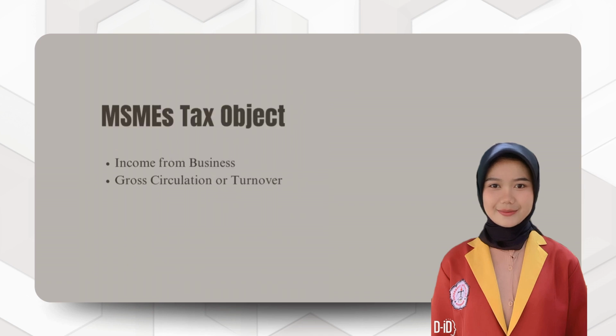MSMEs tax object. MSMEs tax objects are income or transactions that are subject to tax according to the provisions. There are two main objects. 1. Income from business. Includes all income obtained by MSMEs from their business activities, such as selling goods, providing services, or other production results. This income is used as the basis for taxation. 2. Gross circulation or turnover. Turnover is the total income from sales of goods or services in a certain period before deducting costs. MSMEs tax is calculated based on a certain percentage of the turnover, for example 0.5%.